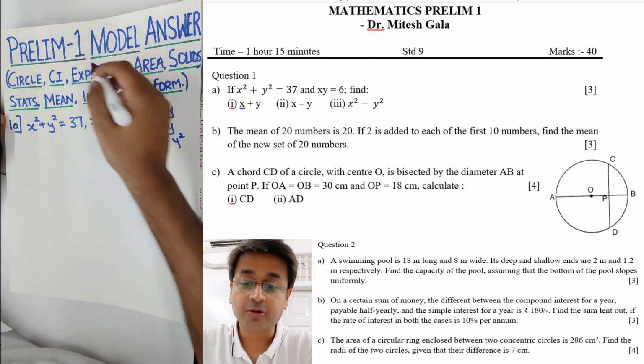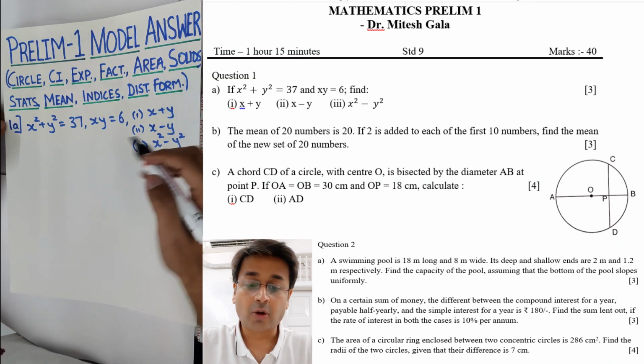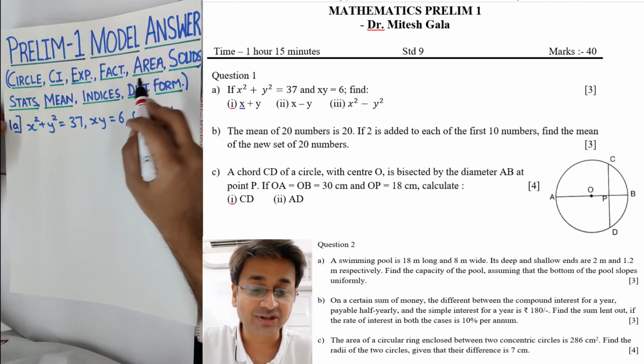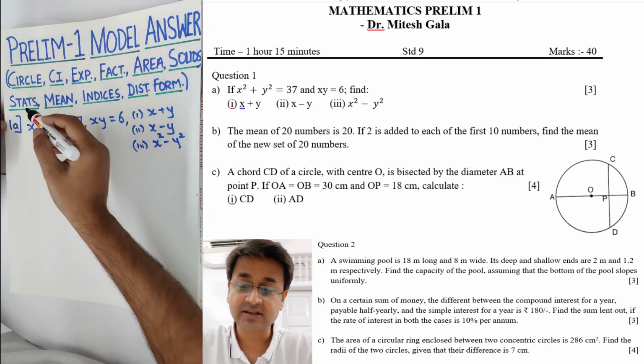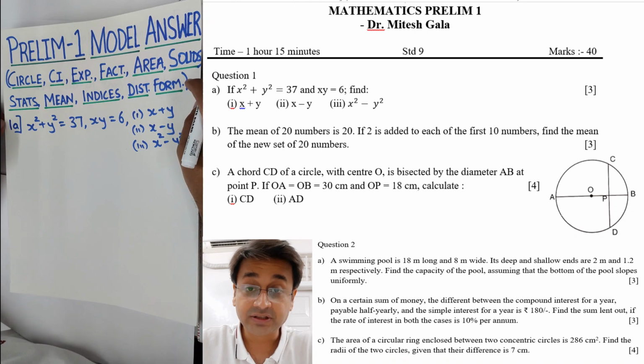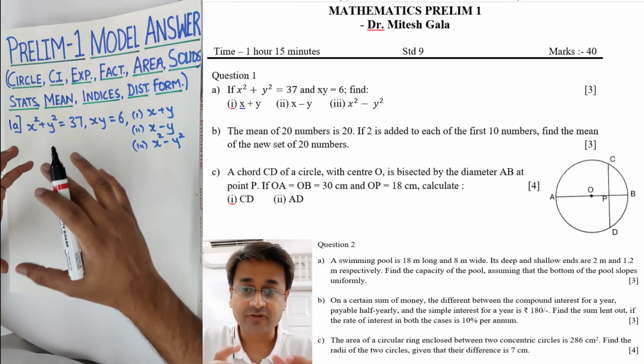Hi, we are getting into the Prelim 1 model answer. The topics included here are circle, compound interest, expansion, factorization, area, solids, statistics, mean, indices, and distance formula. So these are about 10 topics, half of the portion.